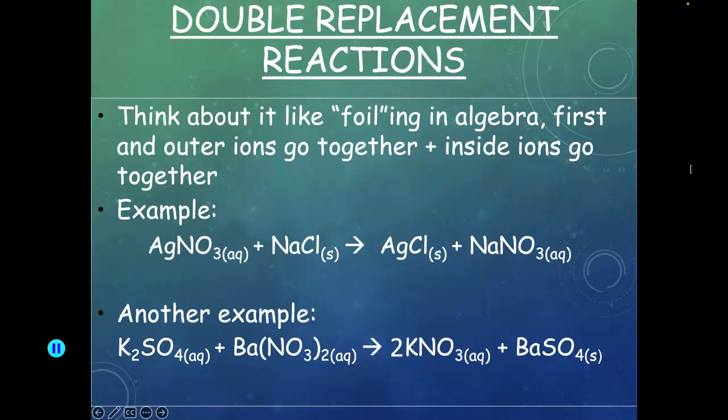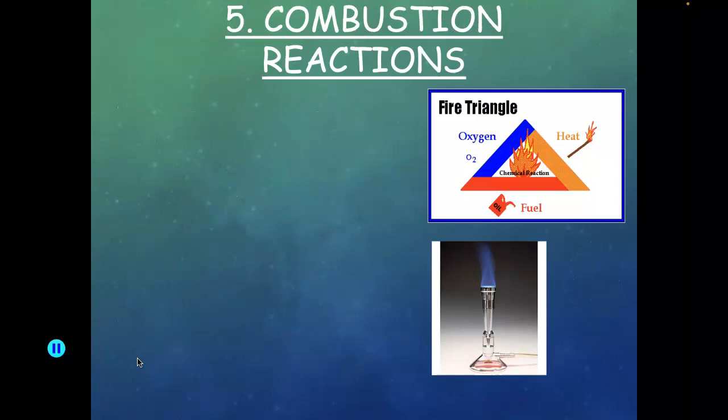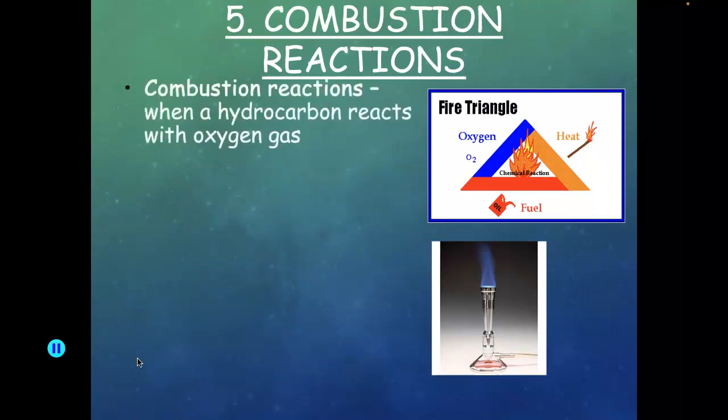You do not need to write this, but the authors talk about how this is like foiling in algebra. So the outer ions go together, okay? So like these will go together because that will give us a metal and a non-metal. And then these two will go together, non-metal, metal. Same thing here, metal, non-metal, metal, non-metal.